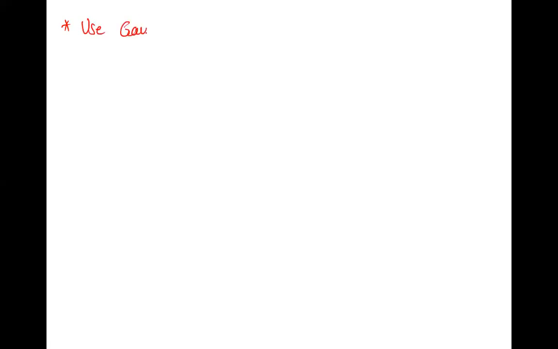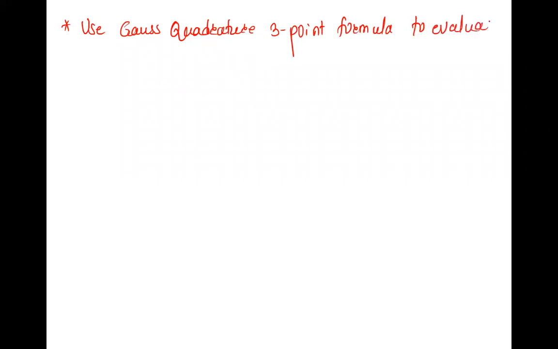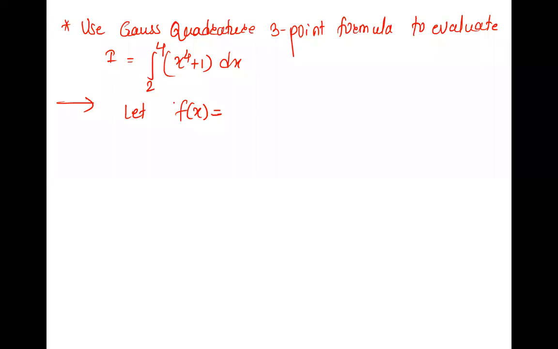Use Gauss quadrature 3-point formula to evaluate I is equal to integration 2 to 4 of x raised to 4 plus 1 dx. So let, what is f of x? X raised to 4 plus 1. Correct.